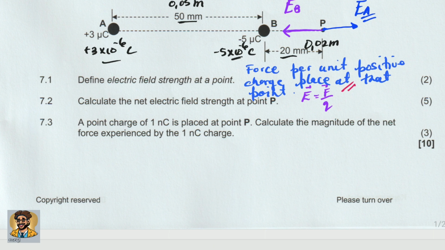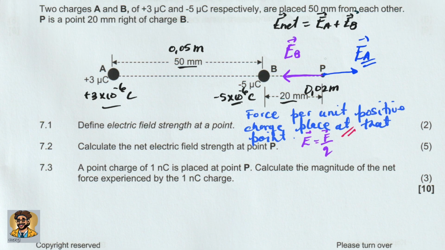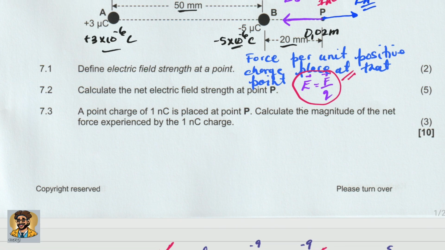Question 7.3, a point charge of 1 nanocoulomb is placed at point P. Calculate the magnitude of the net force experienced by the 1 nanocoulomb charge. Guys, remember we know now the net electric field at this specific point. We calculated it. Using this definition, we can calculate the force. Quite simple. The net electric field is equal to force per unit charge, so this is the formula we are going to use.